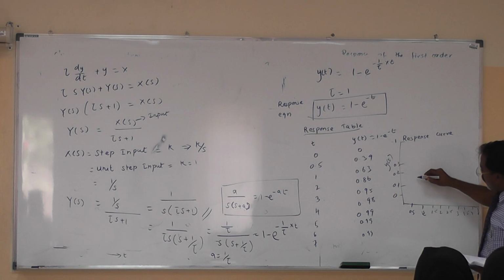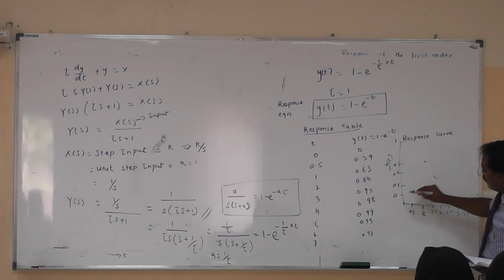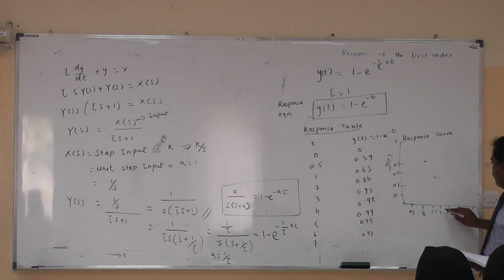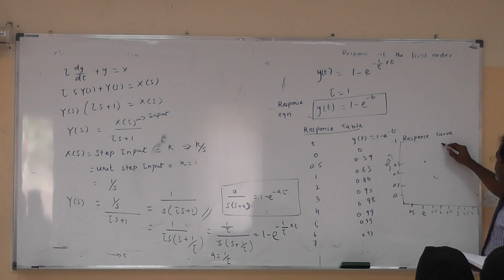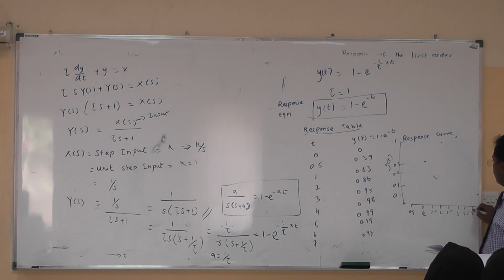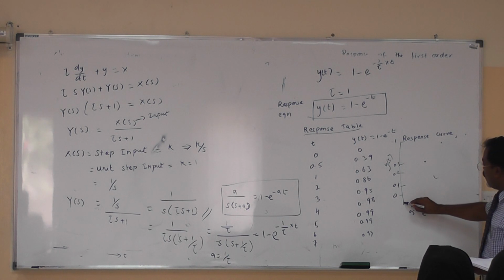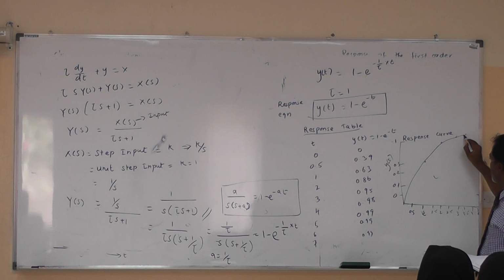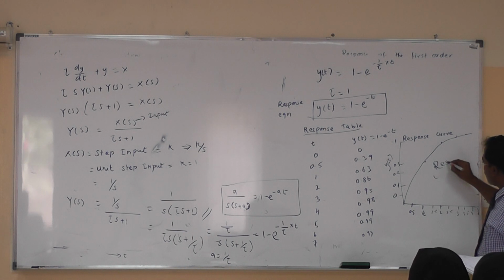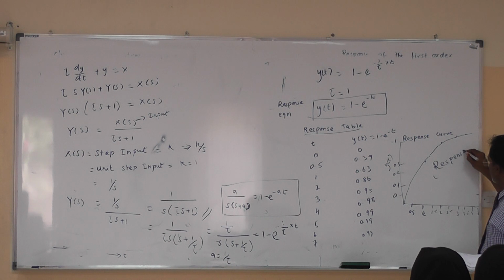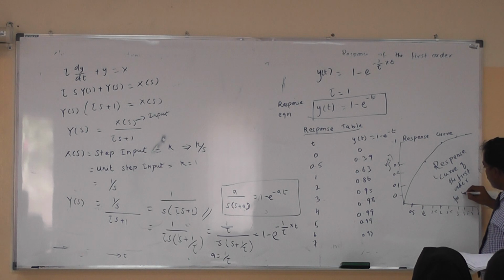Then for 0.5 you mark 0.39 here, 0 means 0, and for 2 seconds it comes as 0.86, for 3 seconds it comes as 0.95, and for 4 seconds it comes as 0.98. Then if you join all together, you will get the response curve of the first order system, for unit step input.